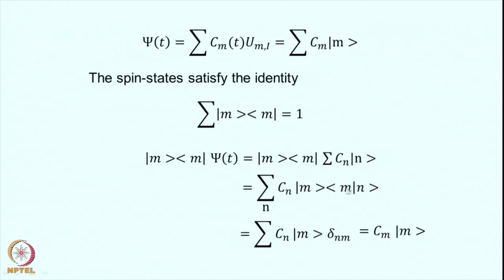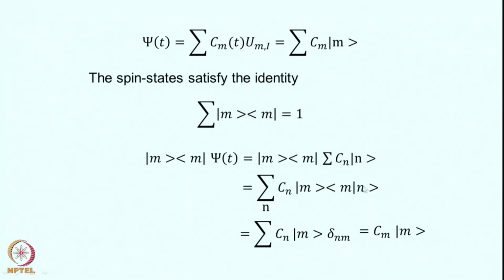Now these are in the expression gets simplified into this. Now you remember we also said that these states, the elements of the basis set, are orthonormal. So what is the meaning of orthonormal?